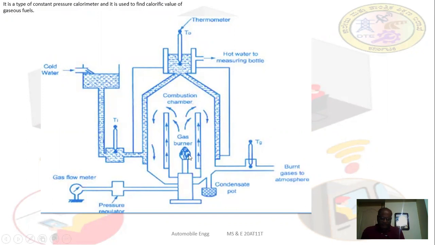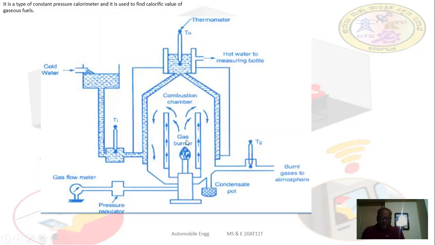I'll start from the center. See, this is the chamber where the gas is burning. Here the burner is provided. This burner is drawing the gas from the source through the regulator. Then this is the chamber. This chamber is surrounded by a continuous flow of water. For this, the head tank is provided. You know that the water flows from the higher end to the lower one.